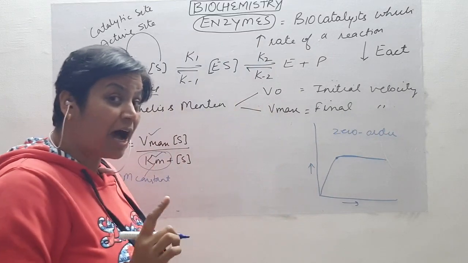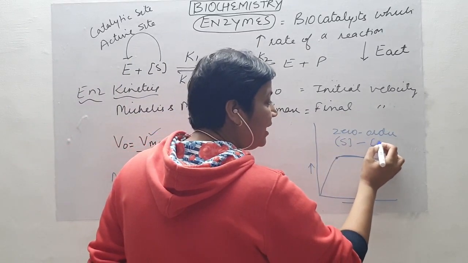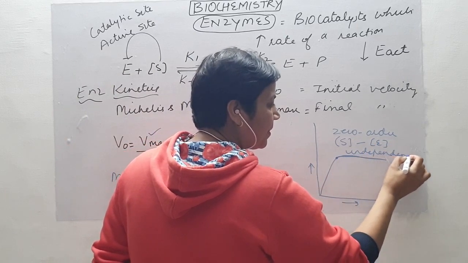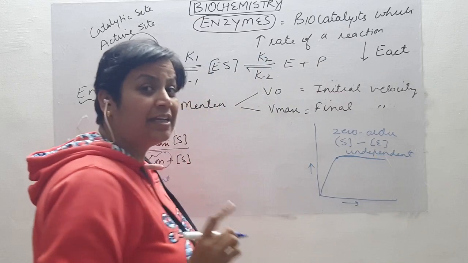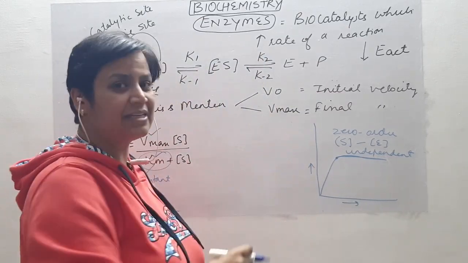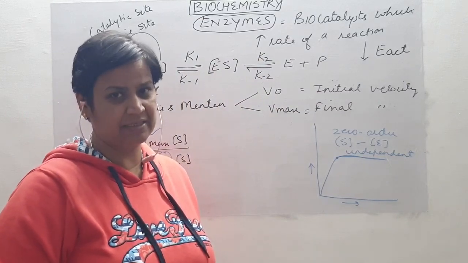Why? Because now the substrate and enzyme are independent of one another. That is why it is zero order. It has attained a steady state. That is why it is steady state kinetics, and saturation is there, so it is saturation kinetics.